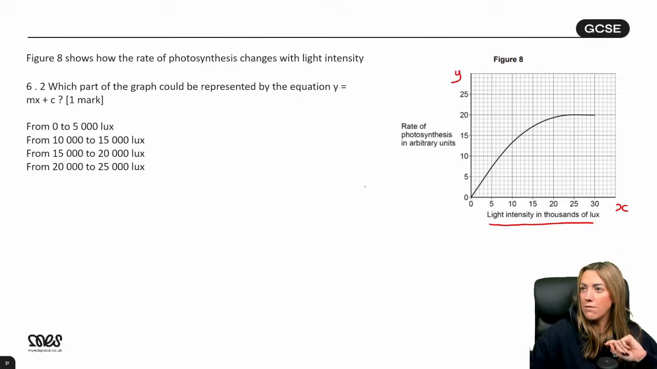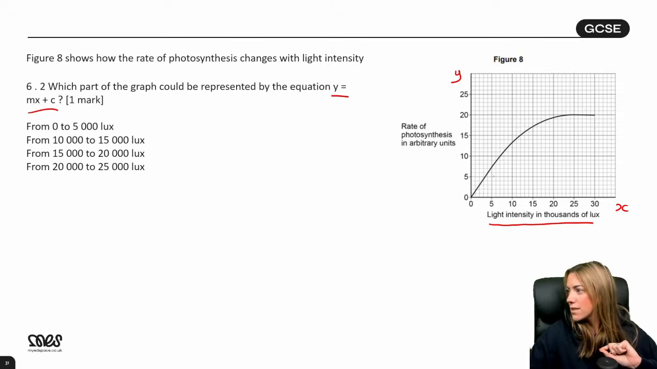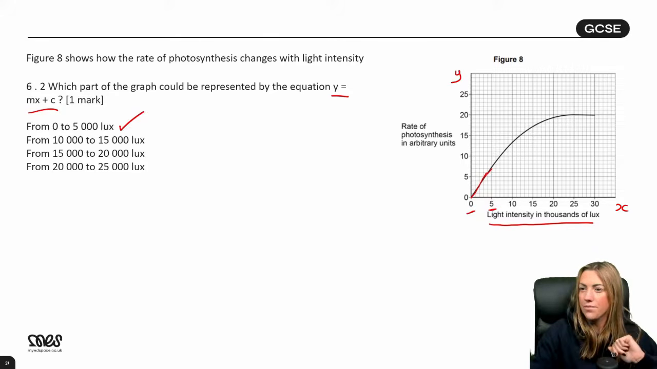Which part of the graph could be represented by the equation y equals mx plus c? Well, that's the equation of a straight line. You should know that, probably from GCSE maths. So we're looking for the straight line portion on the graph, which to me looks like it's here. It starts to curve after that, but to begin with, it's a straight line. So that's between 0 and 5 lux. So the first statement there is the correct answer, because y equals mx plus c is the equation of a straight line.